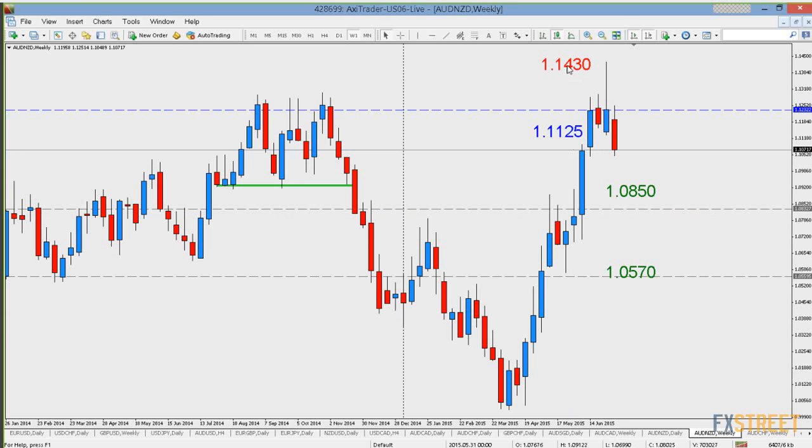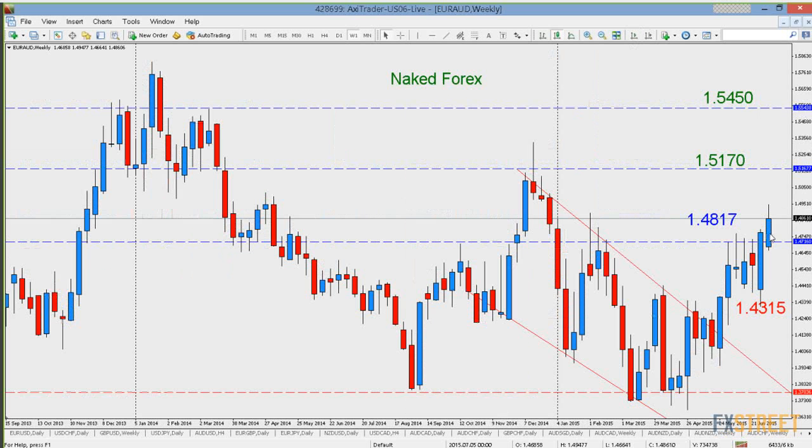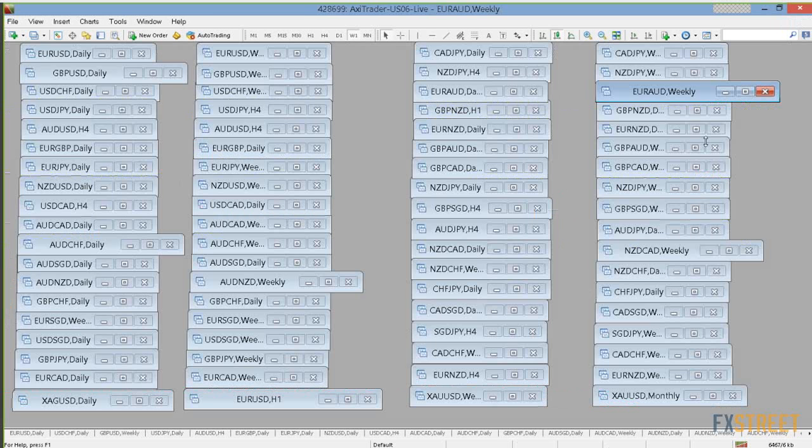The Aussie Kiwi, I think we kind of touched on this one. Stop loss at 114.30, entering at 111.25. So it's in 50, 60 pips of profit. Waiting for 108.50 and 105.70 as my targets. The Euro Aussie also has broken out and gone up, 40 pips from the 1.4817 buy entry. Stop loss at 43.15, targeting 1.5170 and 1.5450.